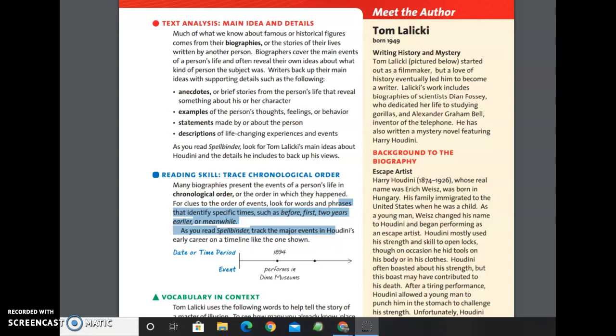So as you're reading through Spellbinder, look for Tom Lalicki's main ideas about Houdini and the details he includes to back up his views. Sorry, I'm getting a little tongue-tied there.